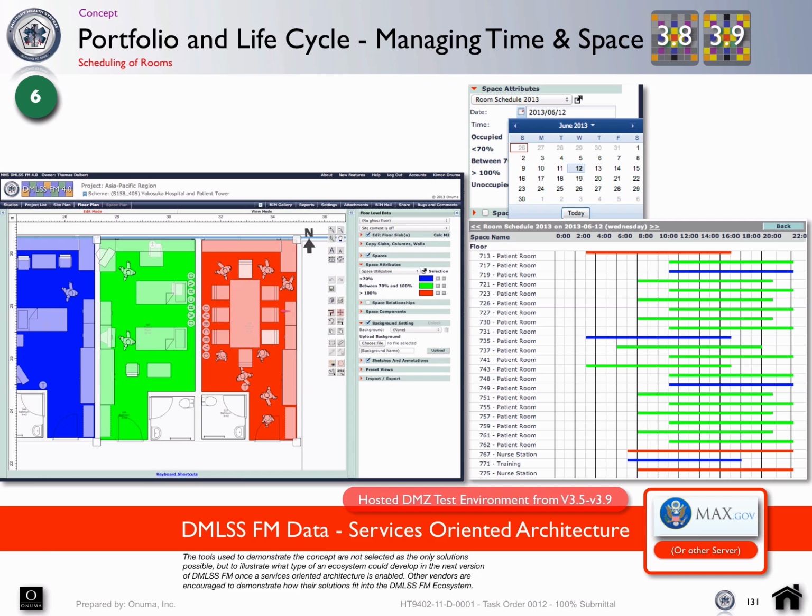So this is one example of what would happen if you start managing the portfolio, connecting CAFM, CMMS, BIM, GIS, and DMLSS data in a format that is easy for the end user to use to do things like scheduling.